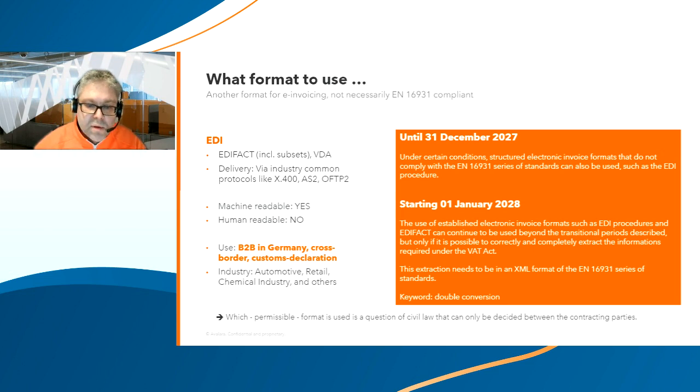But now regarding the compliance timelines, it's important to note that until December 31st, 27, certain structured electronic invoice formats that do not comply with the EN standard can still be used. This includes very clearly EDI procedures. But starting from 1st of January 28, you may continue using established EDI formats such as EDIFACT beyond the transitional period, but only if you can fully and accurately extract all the VAT-relevant information into an XML format that aligns to the EN 16931 standard. Therefore, a typical double conversion approach might be a smart way to do it, and you can continue. And maybe the XML format can be X-Rechnung, as an example.